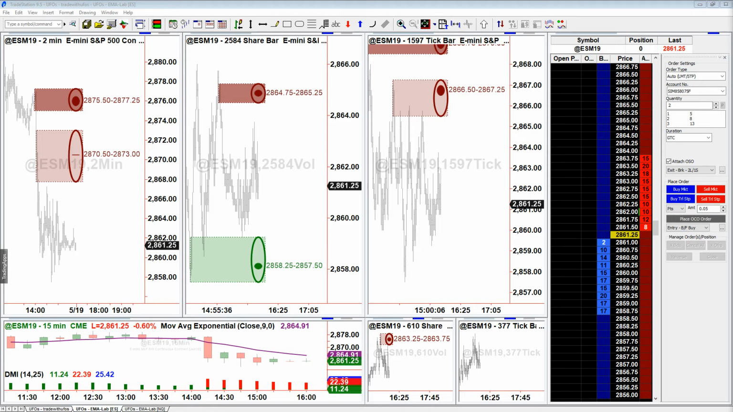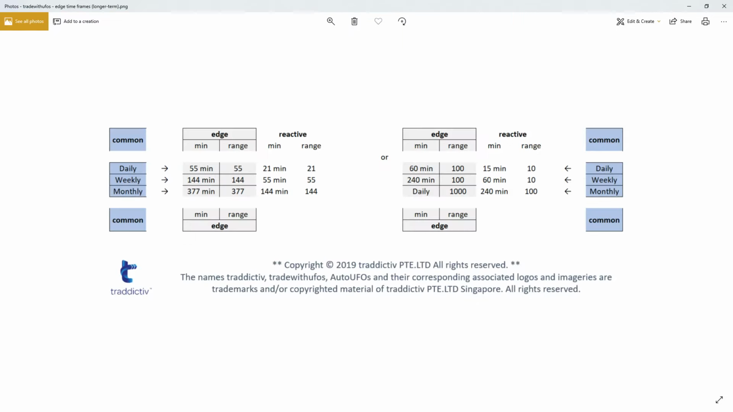Yes, the chart reference again? Absolutely. Yes. So here's the chart reference again. Here we go. What else? Orlando. How are you, Orlando?